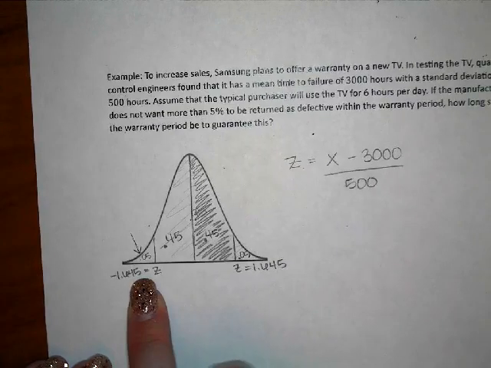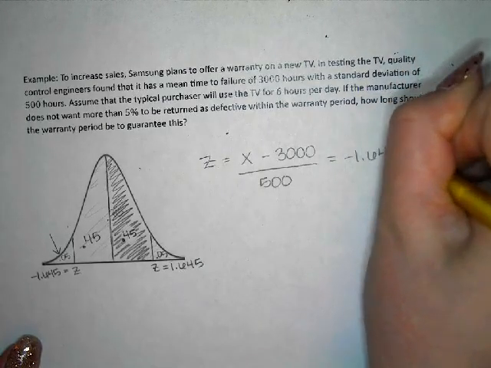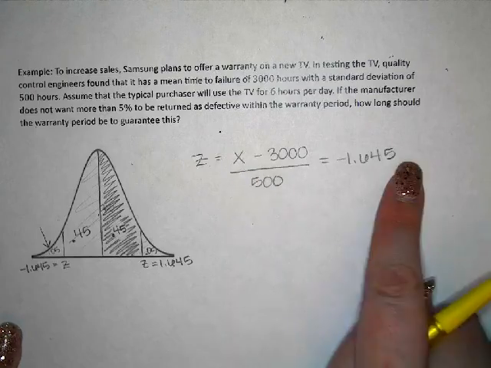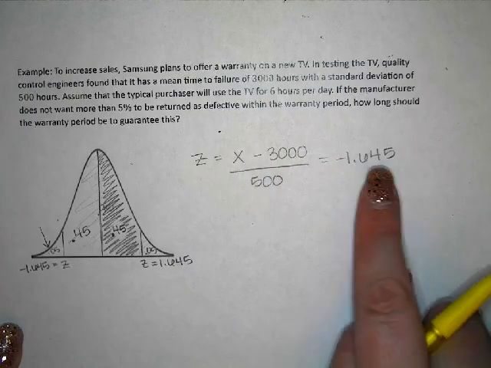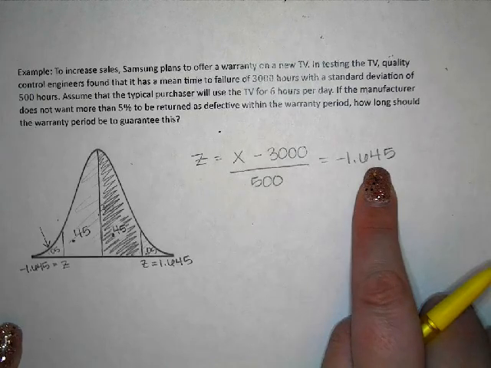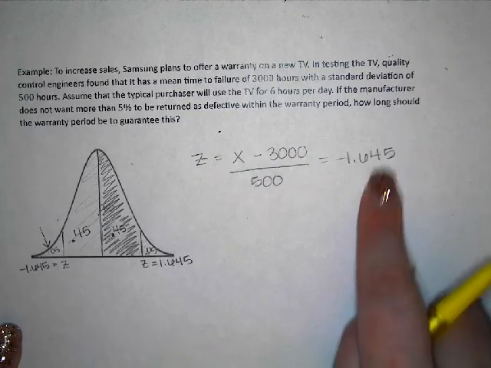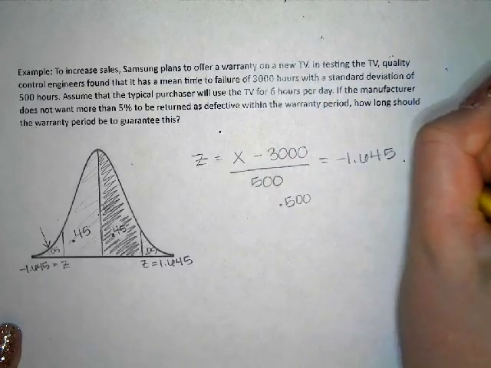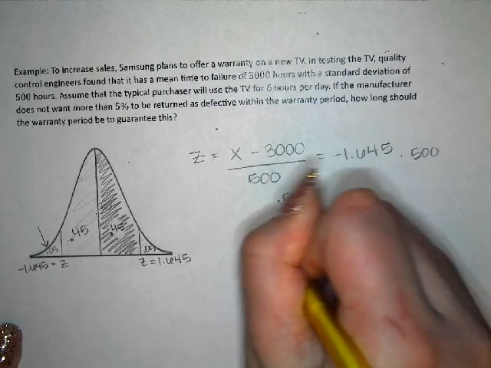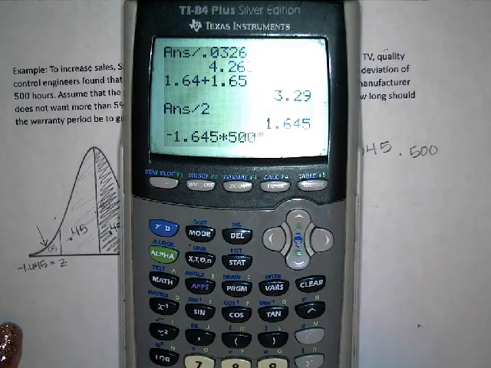Okay, so I'm going to go ahead and solve this, and I'm going to figure out what piece of data, how many hours has somebody been watching this television, that would give us a z-score of negative 1.645. So this says z equals x minus 3,000 divided by 500. I'm going to multiply 500 over to the other side. So times 500, times 500. X minus 3,000 equals negative 1.645 times 500, negative 822.5. I'm going to add 3,000.